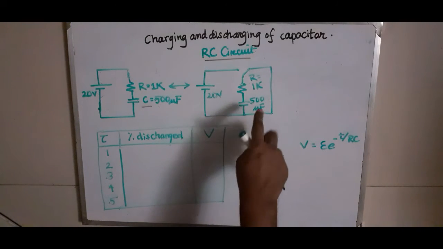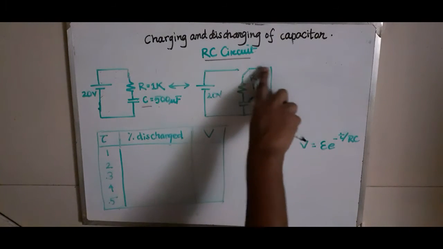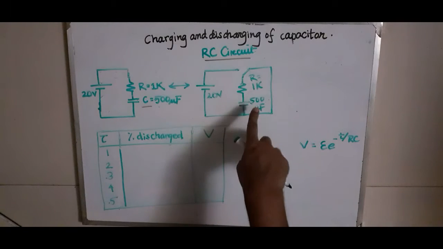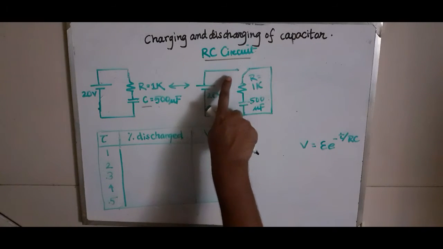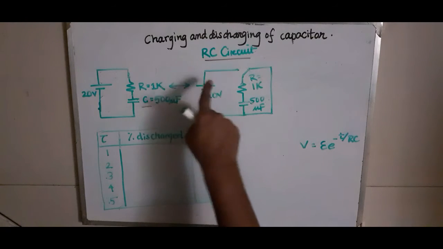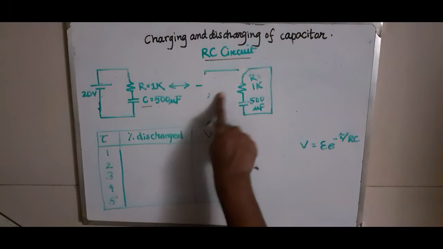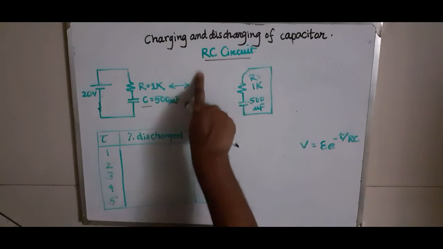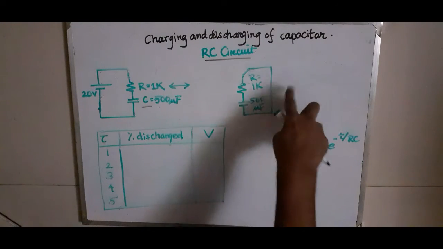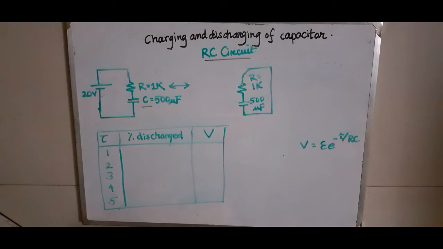And this is a closed path, a closed loop. This portion is actually unnecessary for this part, so let me erase this one. Now our new circuit looks like this. So what will happen now?